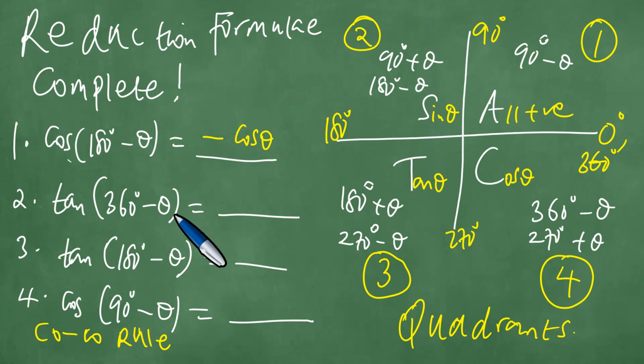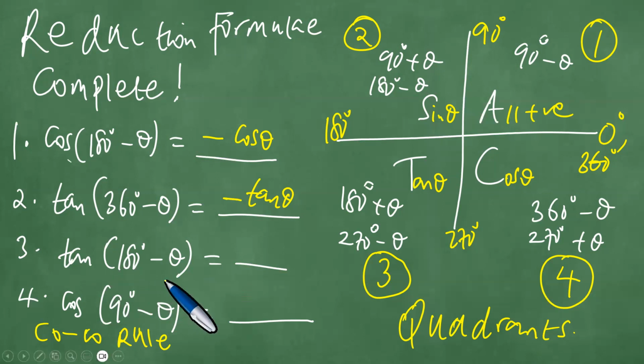Now, number 2, anyone, please? It's going to be negative tan theta. Well done. Because 360 minus theta is in the fourth quadrant, and the cosine is the only one that is positive there. So the tangent is negative, and you copy tangent and the theta.